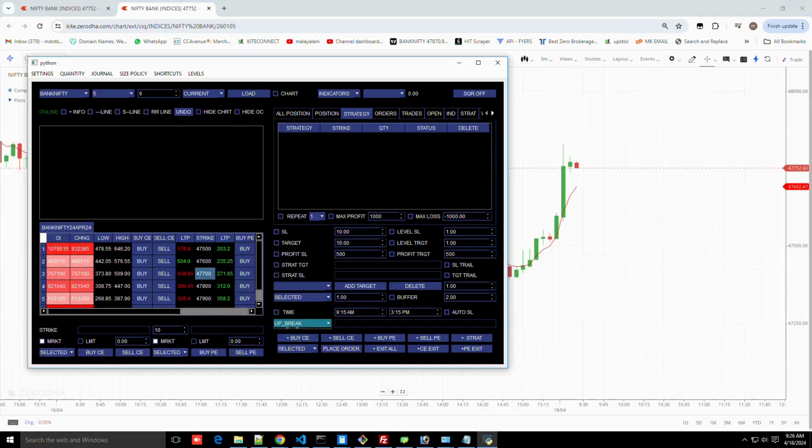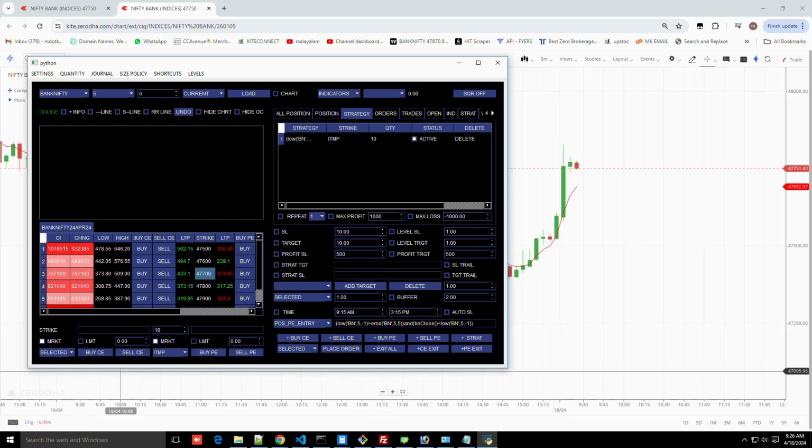First, select the POS PE entry, select ITM P, and click Buy PE to add the PE strategy. Next, select ITM C for CE and POS CE entry for the CE strategy, and click Buy CE to add the CE strategy.